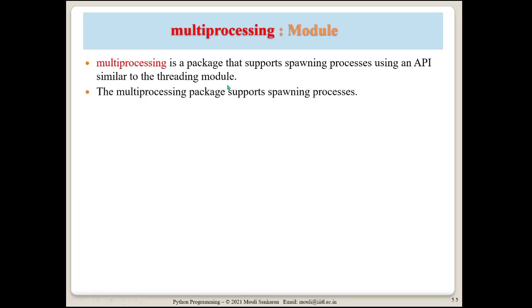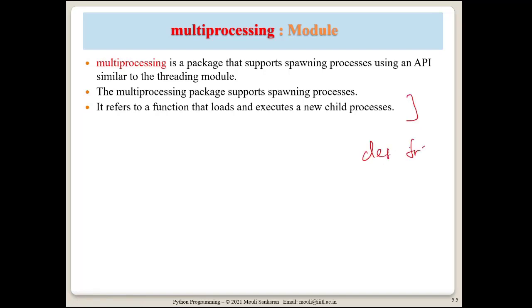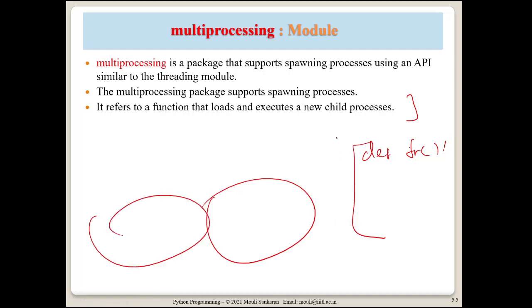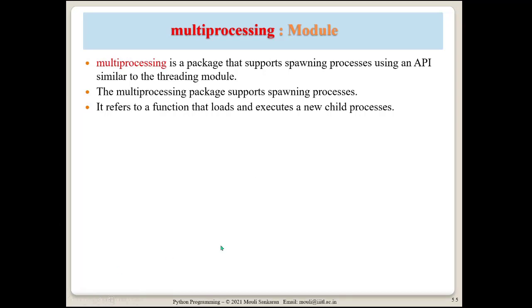That is also a major difference that you should know from the performance perspective. But it is similar to the threading module. It allows you to have multiple execution units. The multiprocessing package supports spawning of processes. It refers to a function that loads and executes a new child process. From a Python perspective, it could be just a function, but internally they are different. Though it's a simple function call, a thread calling this function and a process calling this function are different, in the sense that before they even call, a lot of work has happened in the background, which involves much more time compared to creating a thread.